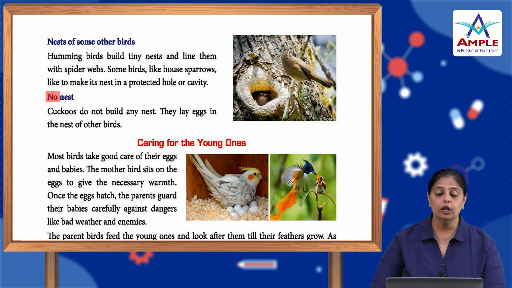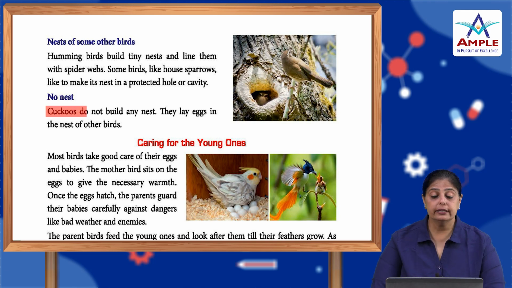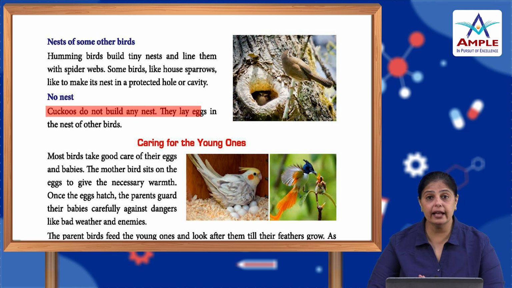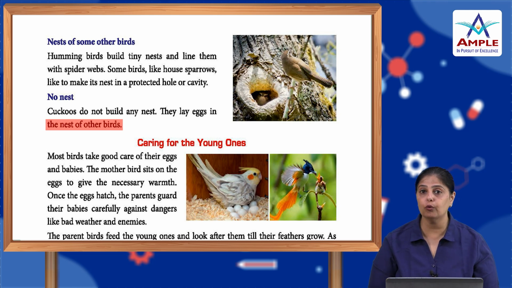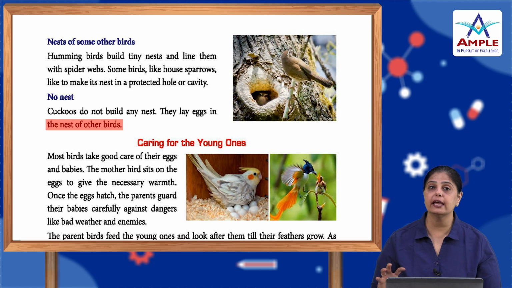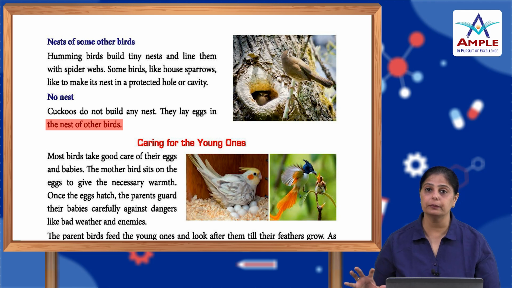Now, no nest. You know, these birds, cuckoos, they do not build any nest. They lay their eggs in the nest of other birds. They are very lazy. They do not make their own nest. They lay the eggs in the nests that are built by other birds. So, they lay the eggs there, and those eggs are then taken care of by the other birds.